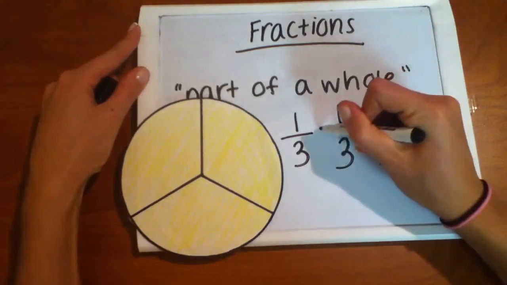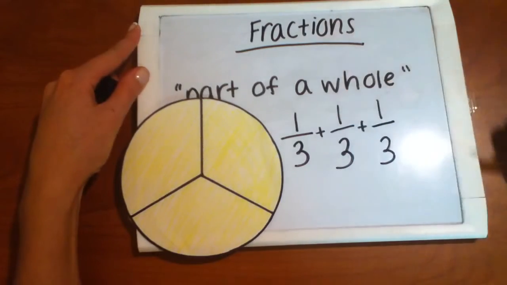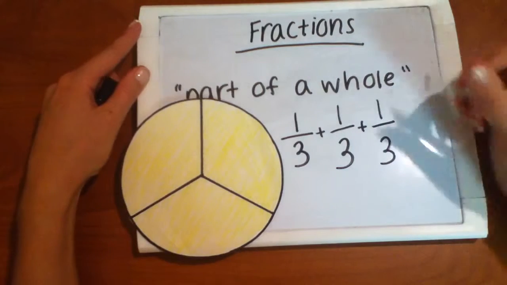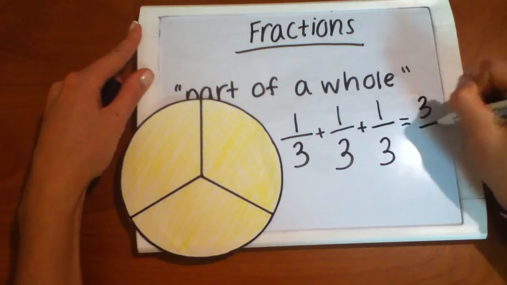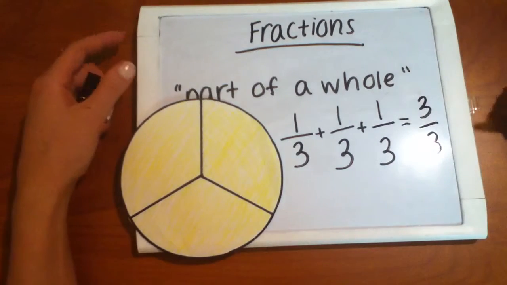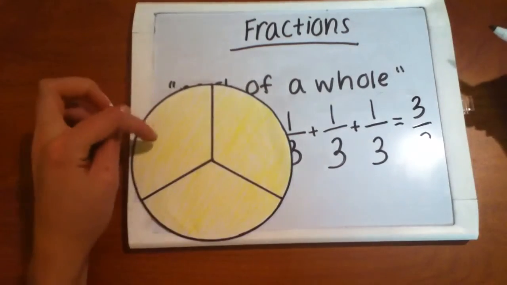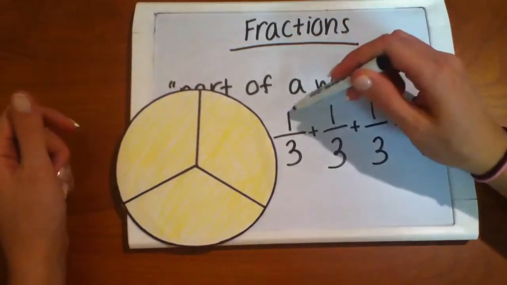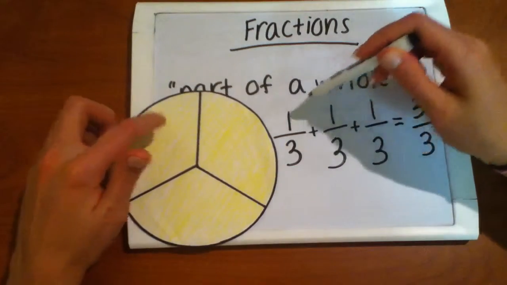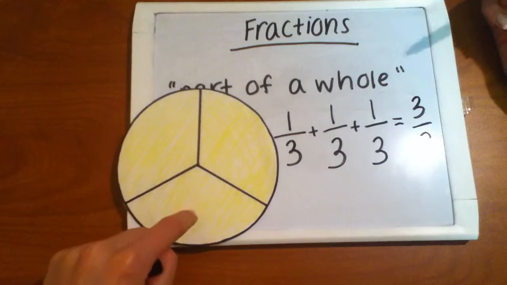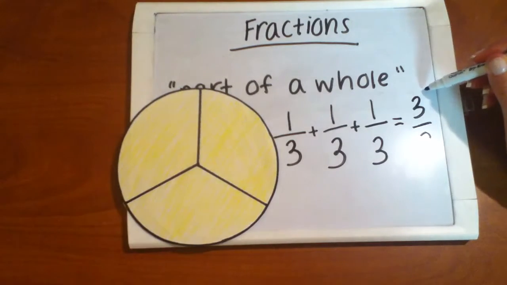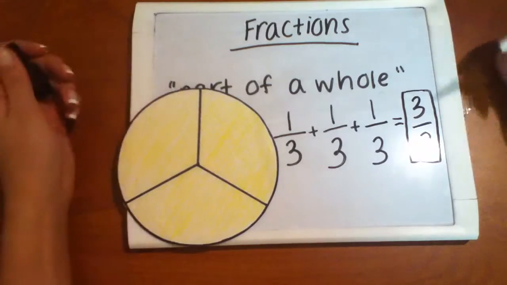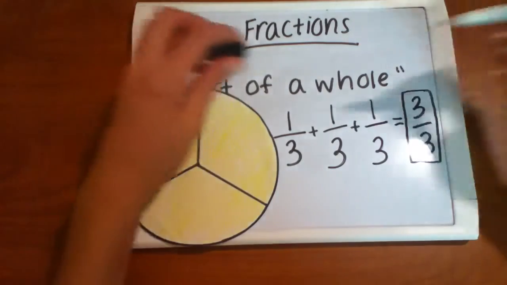So if we add these together, we keep our denominators the same. All we do is add the top, which is the numerator. We would get 3/3, which equals a whole because we have a whole that's divided into 3 pieces. So if we're only looking at one piece at a time, and then we add on another piece and another piece, we eventually will have 3 pieces of our whole, which is 3/3 or 1 whole.